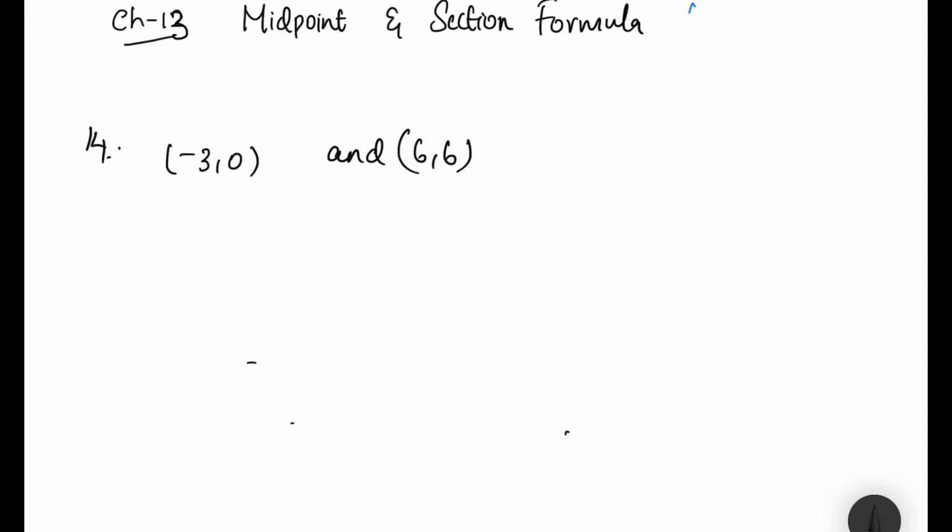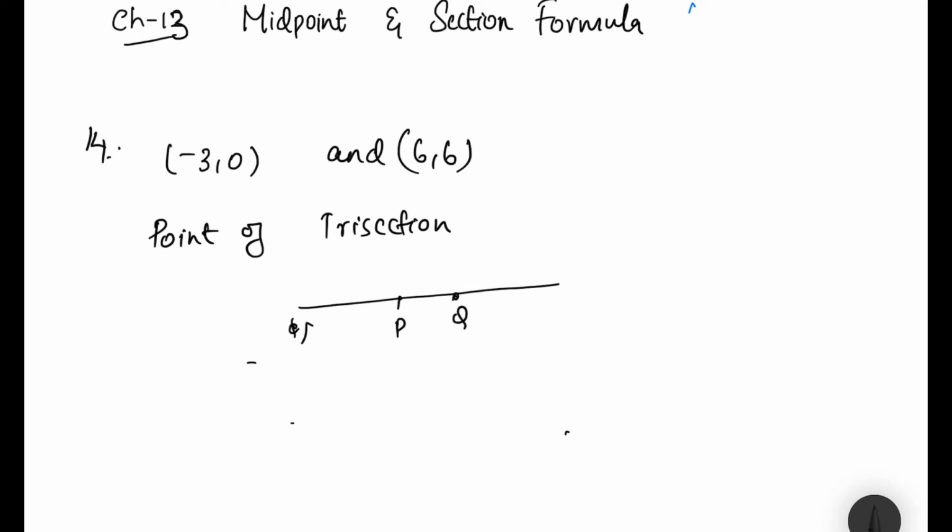Question number 14: find the coordinates of points of trisection of the line joining (-3, 0) and (6, 6). So what is trisection? Let me explain that first. Point of trisection: let the points P and Q lie on the line segment AB and divide it into three equal parts. That is AP equal to PQ equal to QB. Then P and Q are the points of trisection.